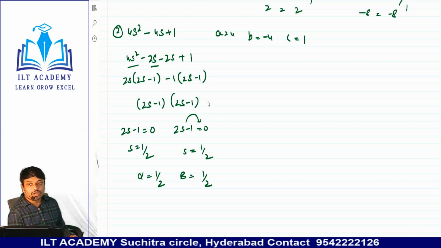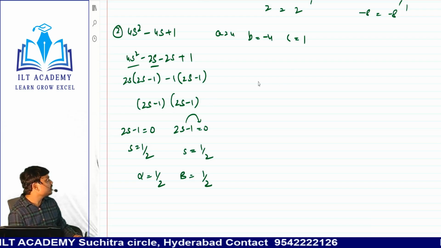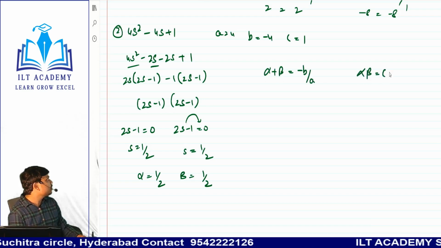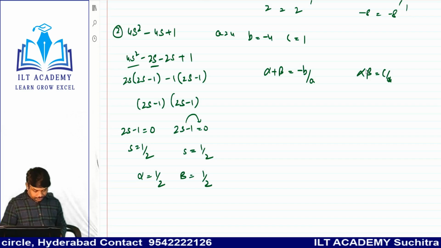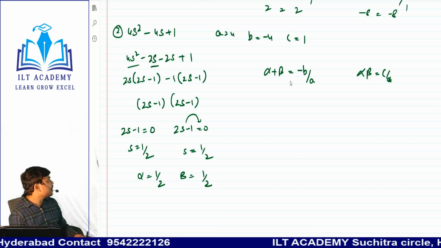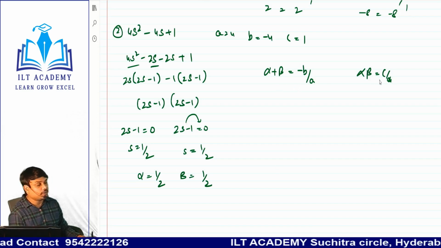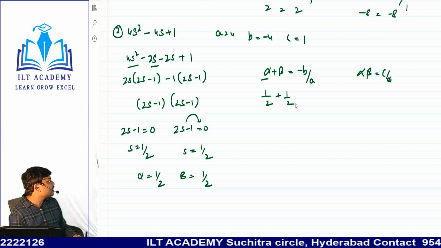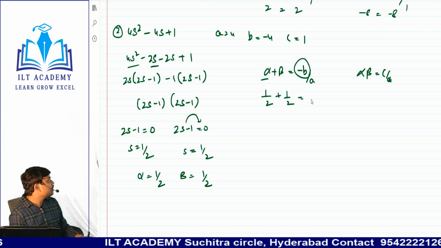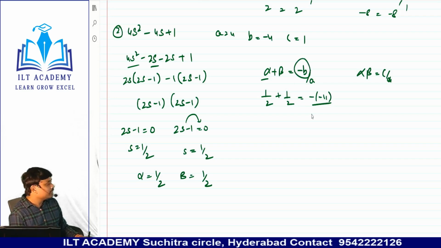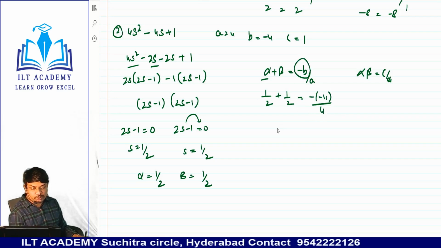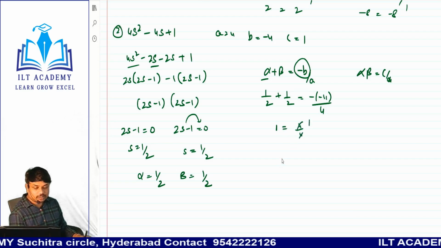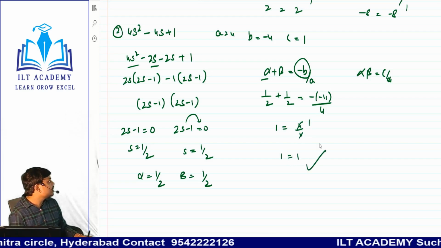Now how to verify the relationships? What is the formula? Alpha plus beta is equal to minus b by a, alpha beta is equal to c by a. Alpha is one of the zeros, 1 by 2, beta is another zero, 1 by 2. Minus b is minus of minus 4, upon a value, which is 4. So 1 by 2 plus 1 by 2 is 1, and 4 upon 4 is 1, so 1 is equal to 1. We have verified the relationship appropriately.